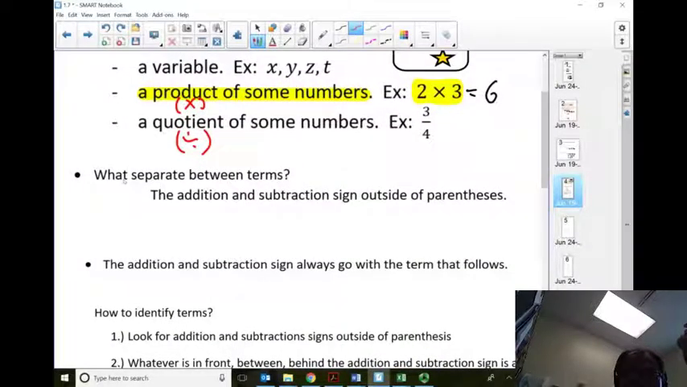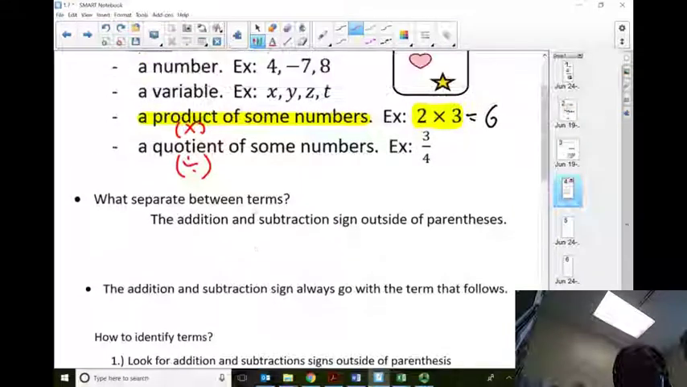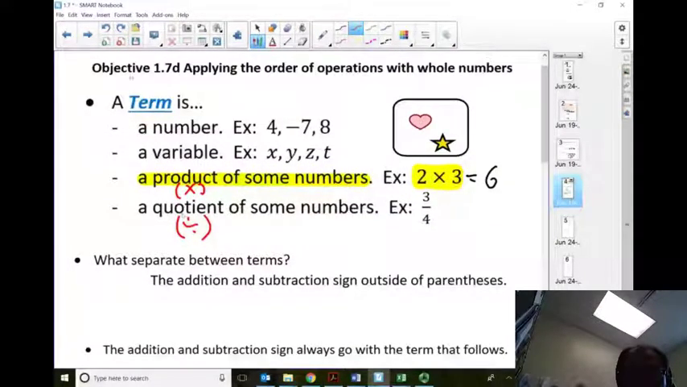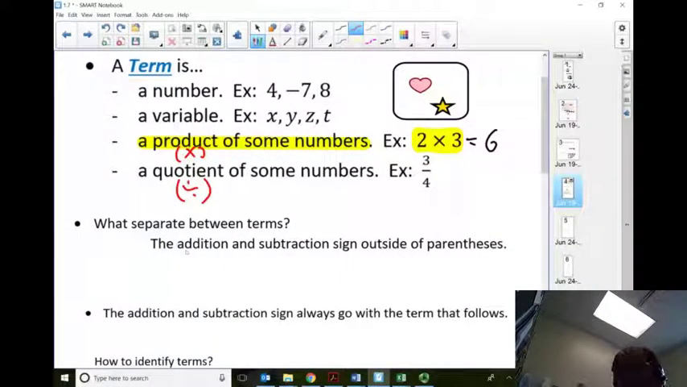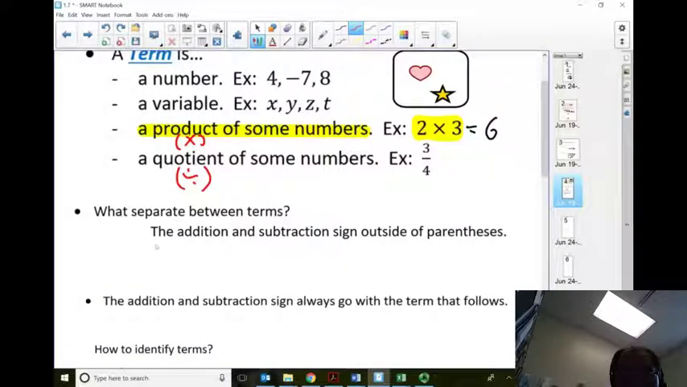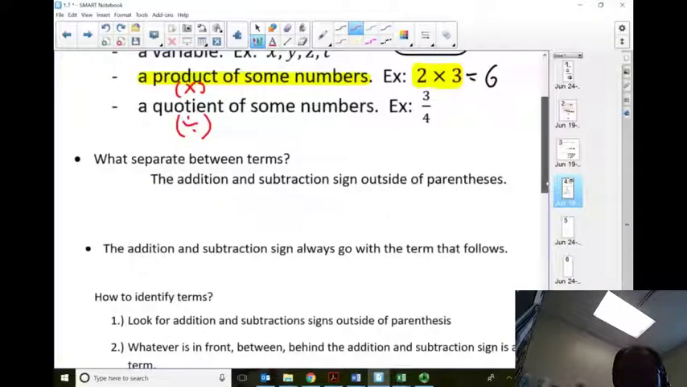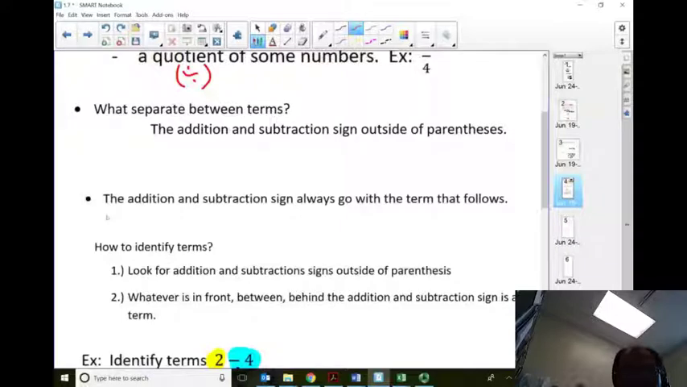So how do we distinguish from one term to another term? I'm telling you what one object looks like. Now how do I distinguish between 2 different objects? What we're going to use to figure out how many terms a problem has is addition and subtraction signs outside the parentheses. Okay, that's the first thing we're going to be looking for. And these addition and subtraction signs always go with the term that follows. You will need this concept when we go to Module 8.